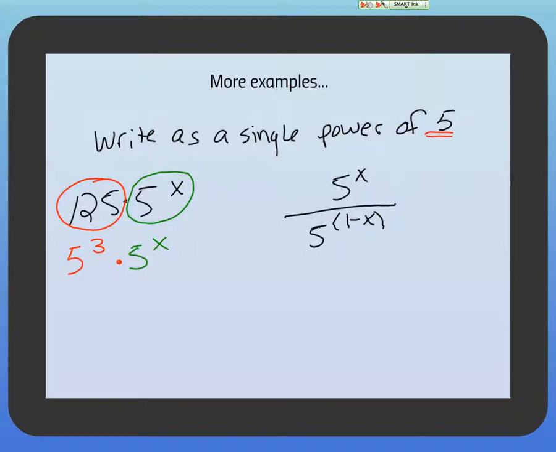I'm not going to give you a bad clue. I'm not going to say write as a power of 7 when it can't be. Okay, if it says write as a power of 5, you can make it happen.